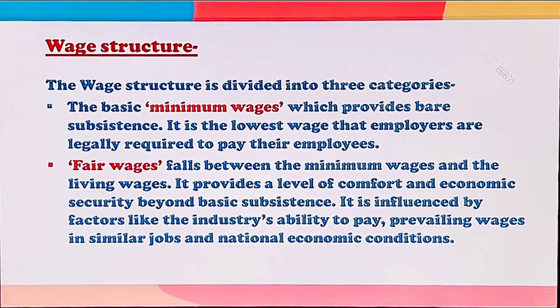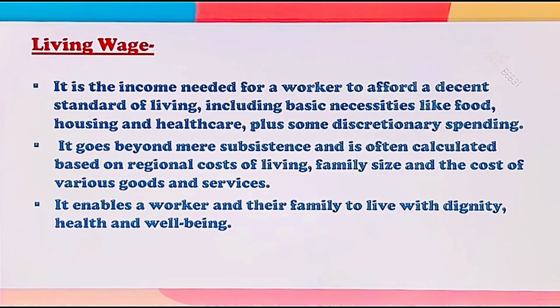conditions. Living wages. So living wages से worker afford कर सकता है decent standard of living including basic necessities like food, housing and healthcare plus some discretionary spending. So discretionary spending is money spent on non-essential wants that can be adjusted, cut or eliminated without affecting core operations or daily life. Example, entertainment, hobbies and vacations.